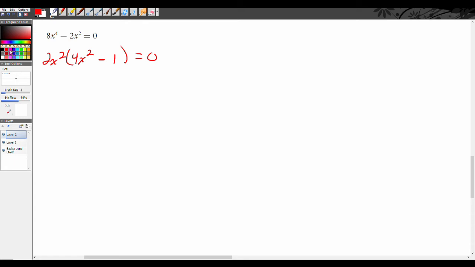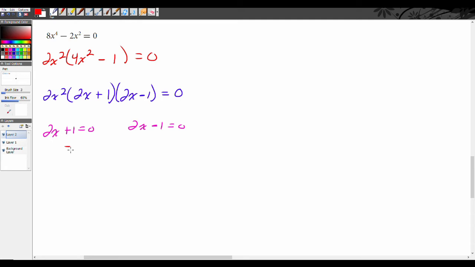So I have here my 2x squared times. Now notice, perfect square in the front, perfect square in the back, no middle term. This is an a plus b times a minus b. So 2x squared times the square root of 4x squared is going to be 2x, and the square root of 1 is going to be 1. And since there's no middle term, it's going to be 2x plus 1 times 2x minus 1, and that equals 0. So we have here two binomials, and we set them equal to 0. So I have here 2x plus 1 equals 0, and 2x minus 1 equals 0.